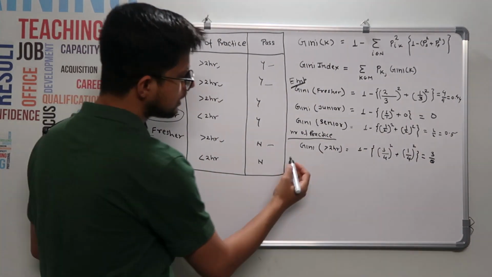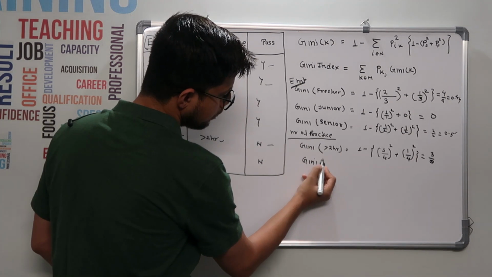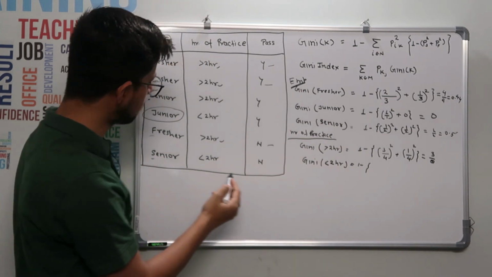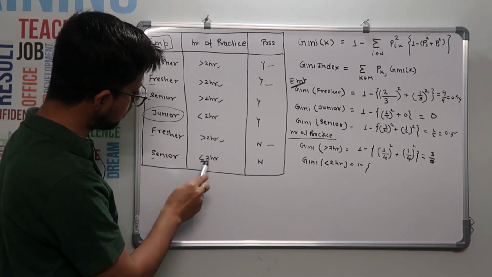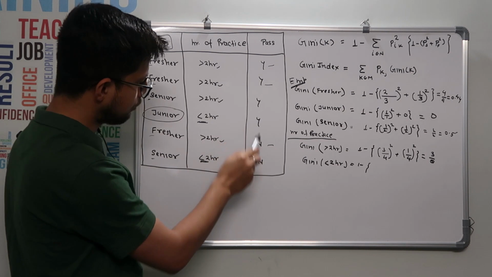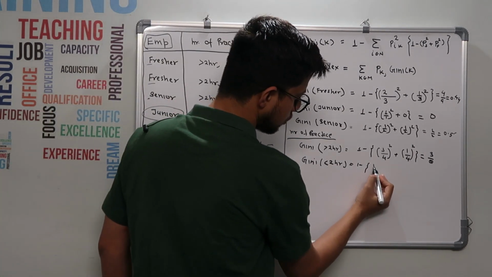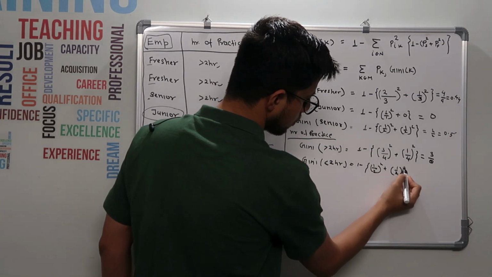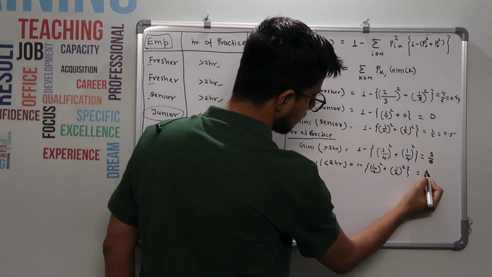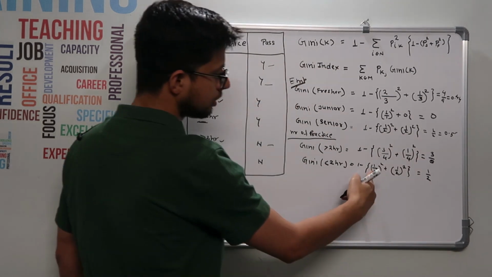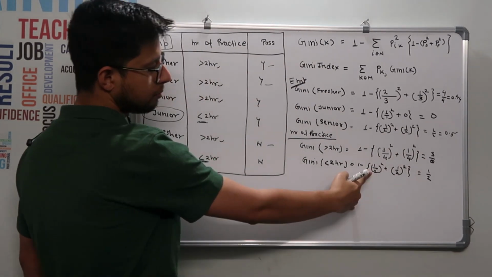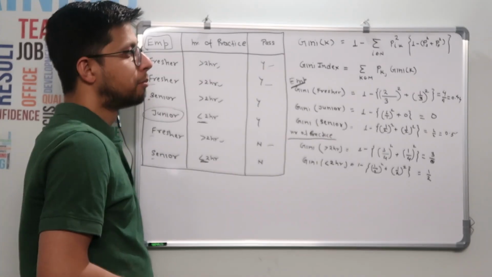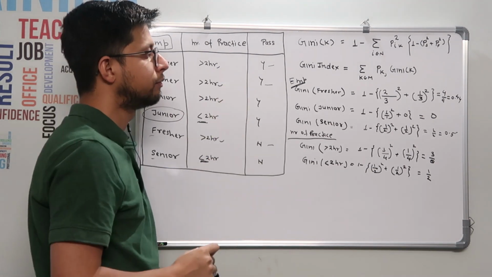You can solve it. Similarly, for Gini for less than 2 hours, 1 minus... just see how many are less than 2 hours. There are 1 and 2, and one is yes and one is no. So it will again come to 1 by 2: 1 by 4 plus 1 by 4 is 1 by 2, and 1 minus 1 by 2 equals 1 by 2.